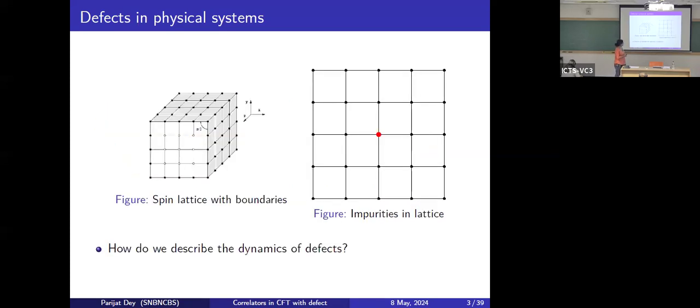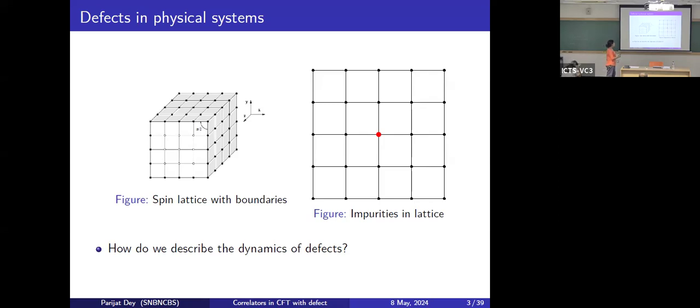So let's talk about the lattice system with the boundaries. On the left we have this figure. We have a three-dimensional lattice, and we can imagine that this lattice is bounded by two planes. This plane and this plane, marked as dark, are the boundaries of the lattice, and these are orthogonal boundaries. And we can imagine that we have spins at each lattice site. Each of these lattice sites has a spin degree of freedom, and it interacts with the other spins.